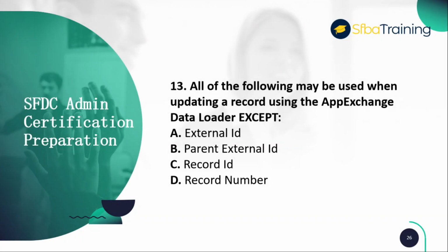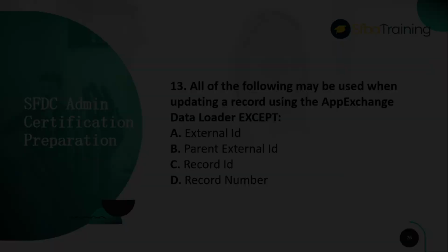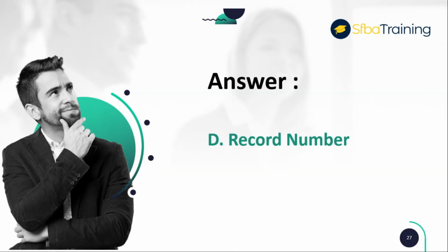Number 13. All the following may be used when updating a record using the App Exchange data loader except: A. External ID, B. Parent external ID, C. Record ID, D. Record number. The answer is D. Record number.